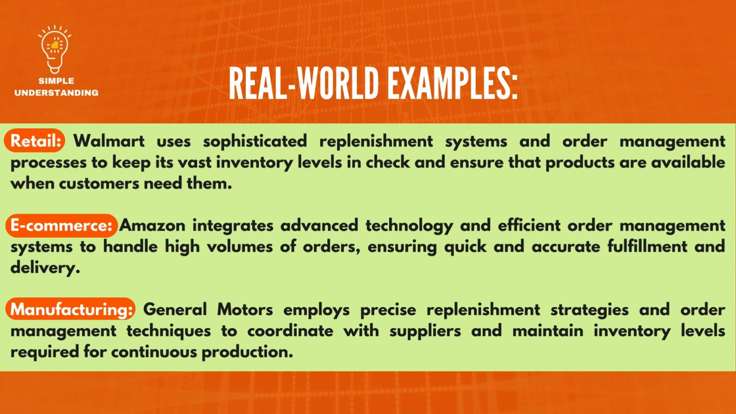Real-world examples. Retail. Walmart uses sophisticated replenishment systems and order management processes to keep its vast inventory levels in check and ensure that products are available when customers need them. E-commerce. Amazon integrates advanced technology and efficient order management systems to handle high volumes of orders, ensuring quick and accurate fulfillment and delivery. Manufacturing. General Motors employs precise replenishment strategies and order management techniques to coordinate with suppliers and maintain inventory levels required for continuous production.